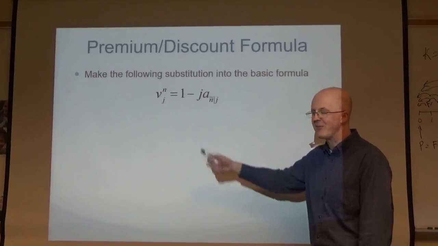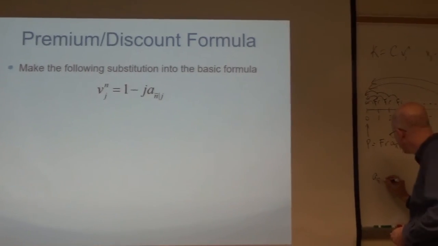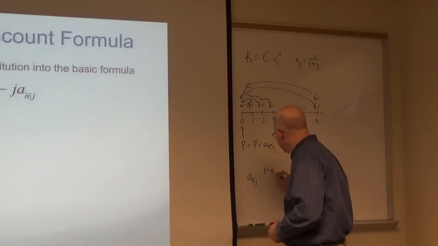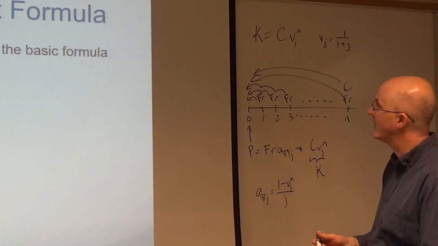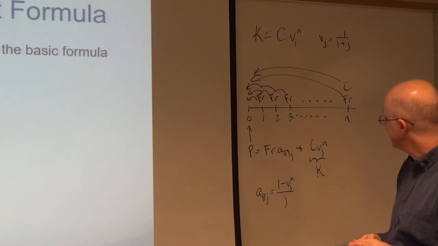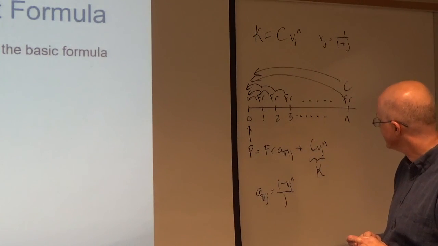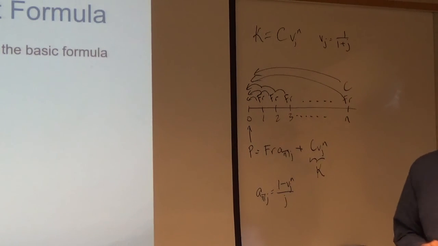Where does this formula come from? It comes from the formula for a_n. The formula for a_n is this. That's something pretty much everybody should have memorized. Just solve that equation for v^n. Multiply both sides by j, add v^n to both sides, and subtract j a_n from both sides, and you will get the formula on the screen.